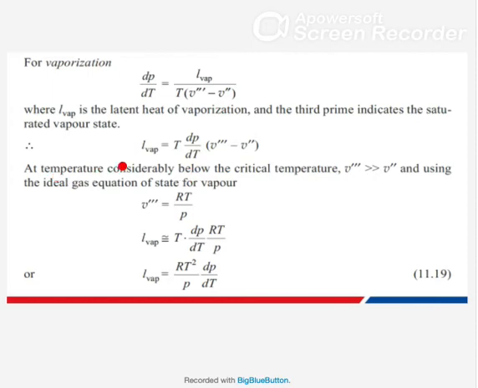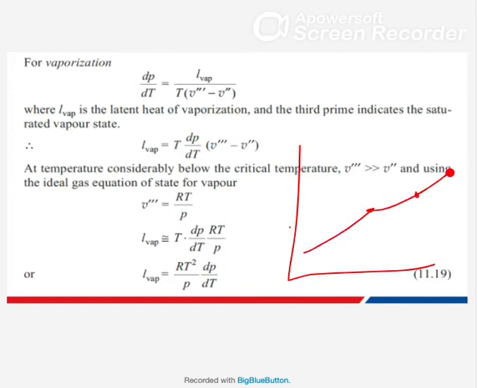Now, if you want to calculate the latent heat of vaporization, let's say in the question they have given the slope, the temperature, and the change in volume. So you know the change in volume, you know the slope, you know the temperature, and you calculate the latent heat of vaporization.